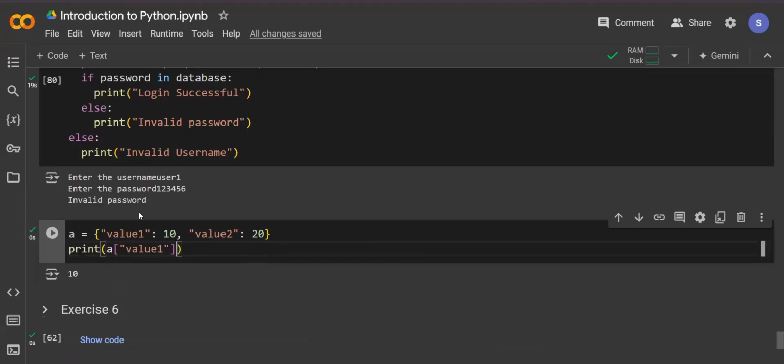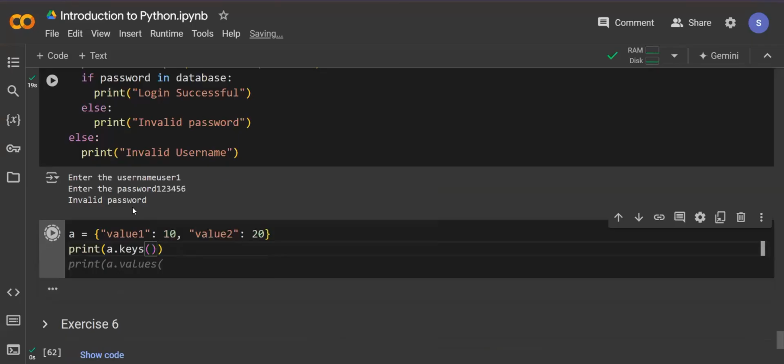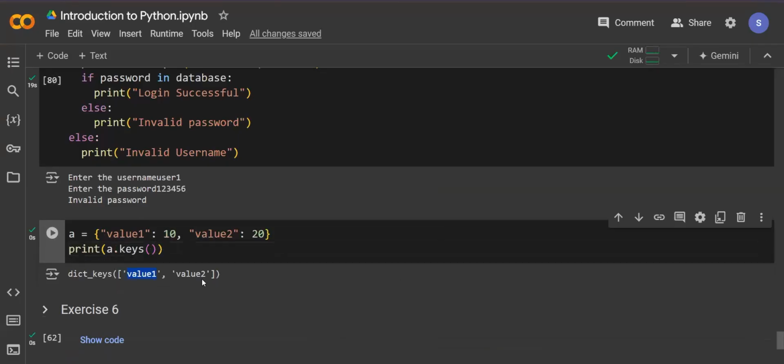But if I want all the keys, then I can use a function called A dot keys. If I run this, you can see we are getting only the key values, that is value1 and value2. But what if I want values? I can use A dot values, in the sense dictionary name dot values. So you can see we can get 10 and 20. This is how you retrieve a value from the dictionary.